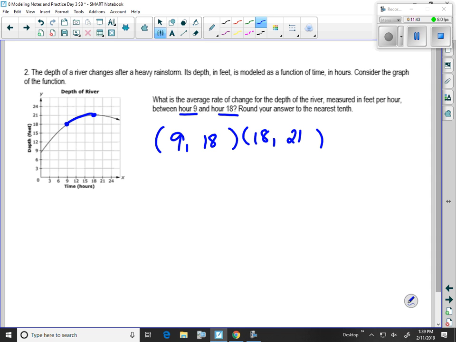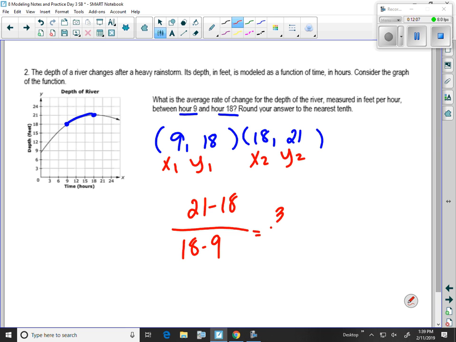Is this going to be a positive or a negative rate of change? Why do you think it's positive? It's going up from left to right. Okay, so when we get our final answer, it should be a positive value. You should have 21 minus 18, over 18 minus 9. 3 over 9, 1/3.